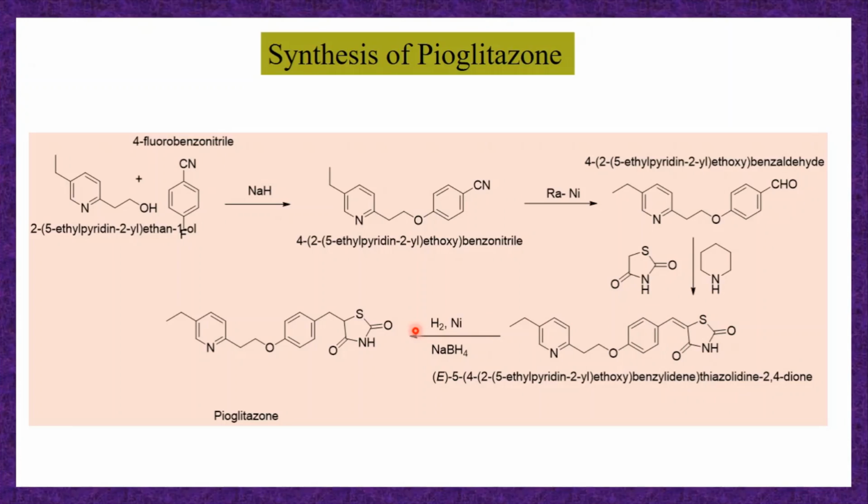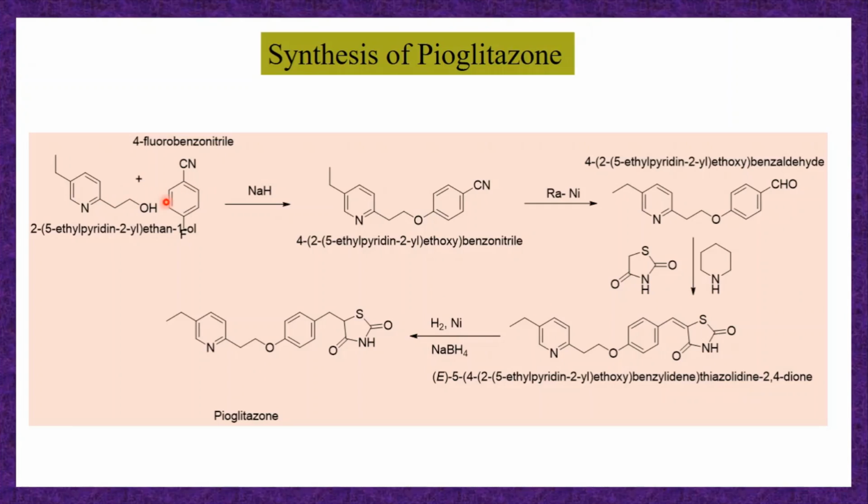Then it will undergo reduction with H2/Ni in presence of NaBH4. So here the role of this NaBH4 or H2/Ni is that it reduces this carbon double bond into carbon single bond, and this is the structure of your pioglitazone. So since this is very simple, it's only a 3-step synthesis.